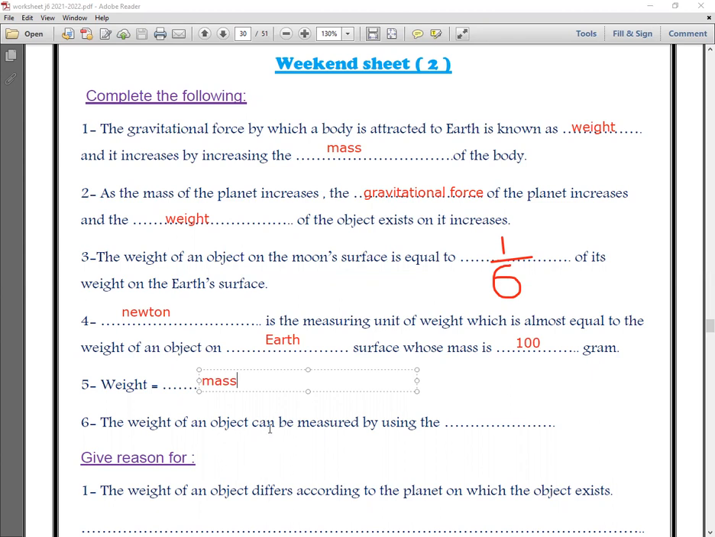Number 6, the weight of an object can be measured by using the, here I need the device that is used to measure the weight. It's called spring scale.